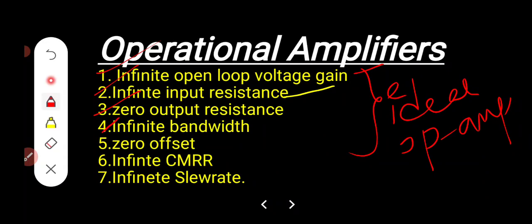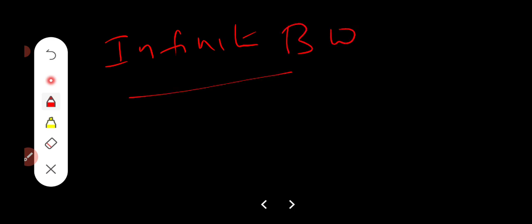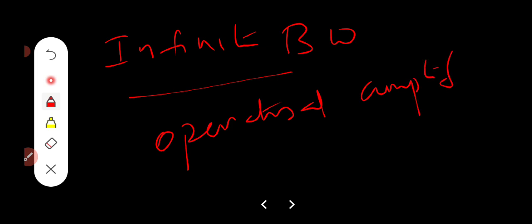Next one is infinite bandwidth. Infinite bandwidth means that this operational amplifier amplifies the signal at all frequencies. That's why it is called infinite bandwidth. An ideal op amp can amplify all frequencies. That is nothing but infinite bandwidth.